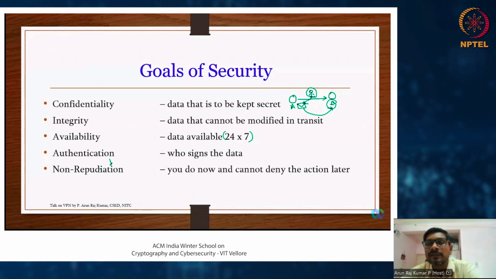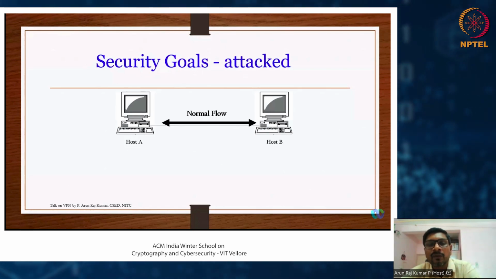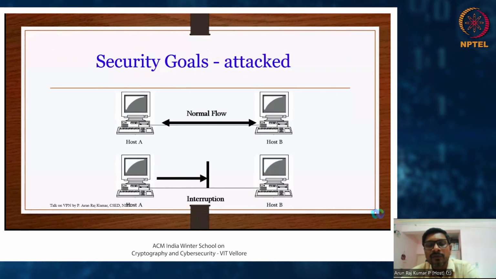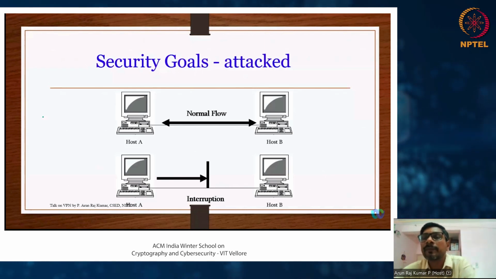So these are the goals of security here. Let's get into a few questions. So, security goals attack. This is the normal flow between a host A and host B. Suppose there is an interruption between host A and host B, which goal is compromised? Can anyone just type it in the chat or say by turning on your microphone?